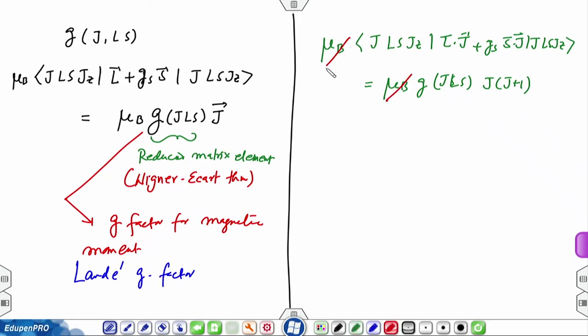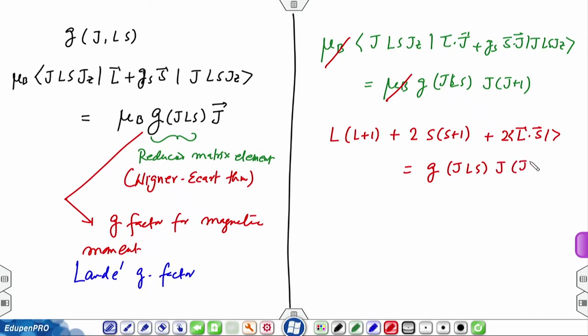Mu_B cancels from both sides, and I have already calculated L dot J and S dot J. So, this comes out to be L(L plus 1) plus G_S, which is 2, S(S plus 1) plus 2 L dot S expectation value is equal to G_JLS J(J plus 1). Let us see if this is correct. In the L(L plus 1) I had L dot S, in this I had L dot S, so there should be 3.